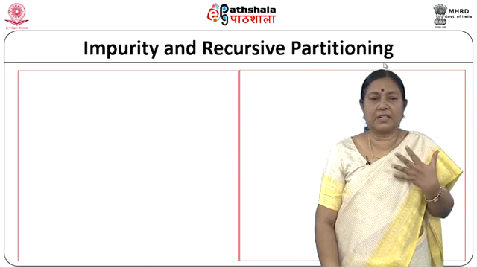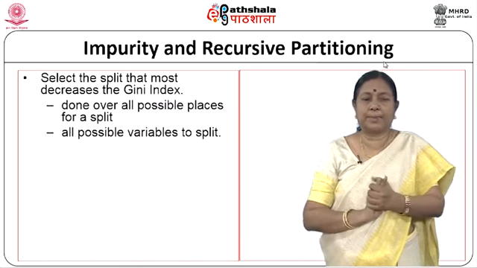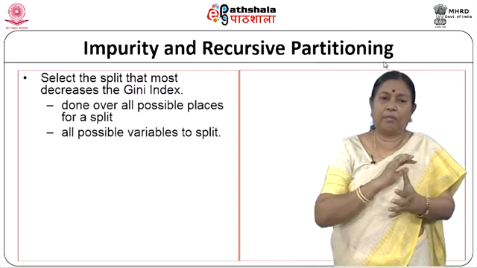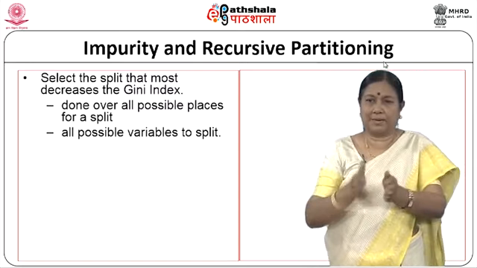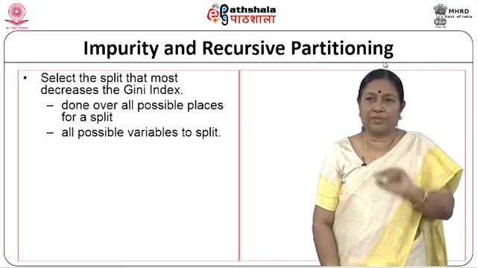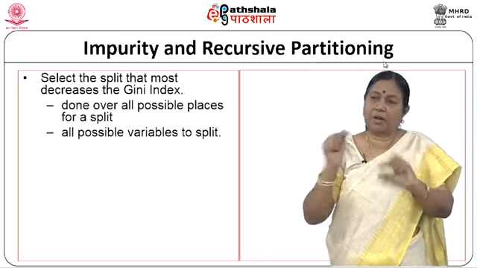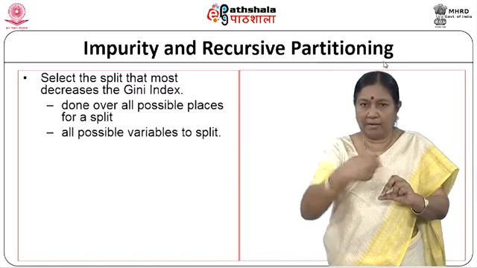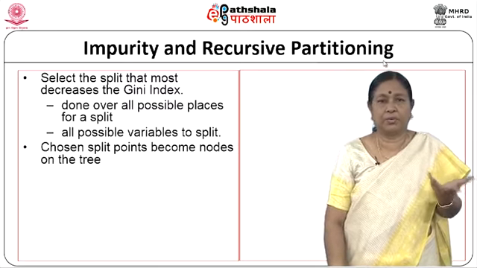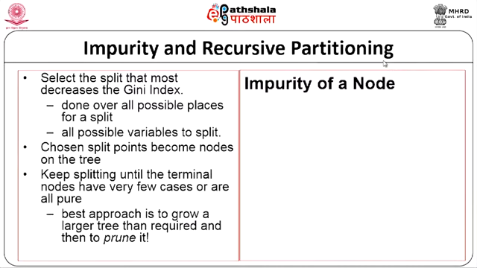So, impurity and recursive partitioning: you select the split that most decreases the Gini index, done over all possible places for a split, that is what places means, split points. All possible variables also you have to do. So, you take one variable, all split points, then all variables, and for each and every one you take all the split points. Now, chosen split points become nodes of the new tree. Keep splitting until the terminal nodes have very few cases or all are pure.